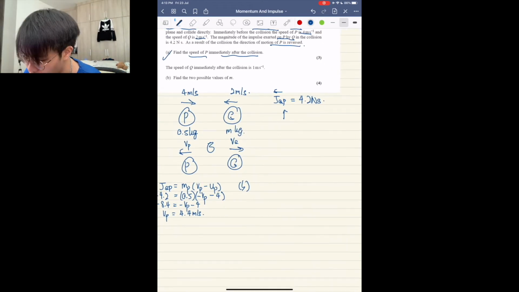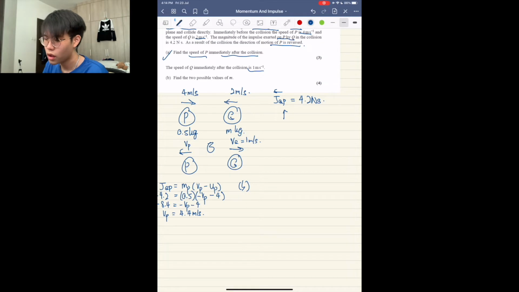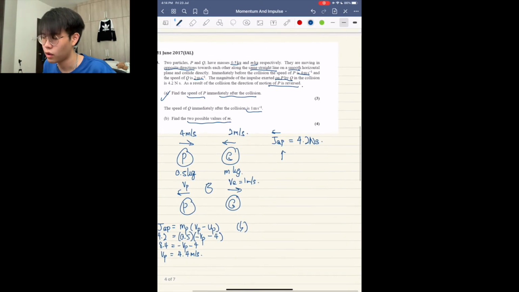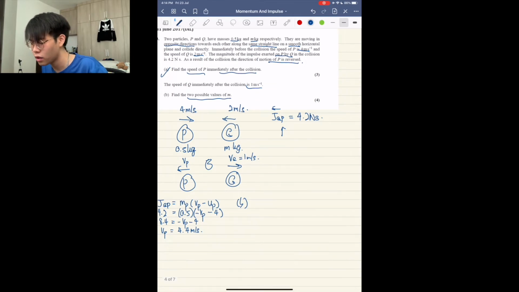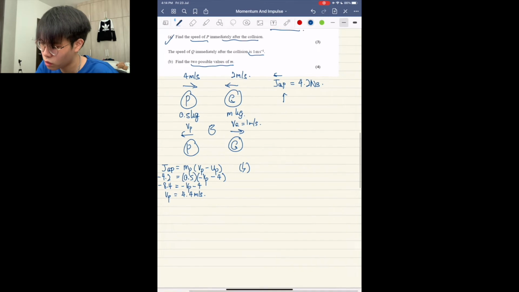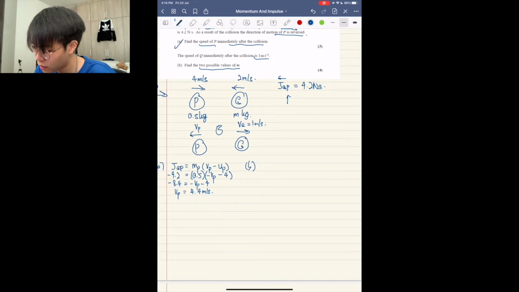Now find B. The speed of Q immediately after the collision is 1 meter per second. Find the two possible values of m. Here you need to think why there are two possible values of m. Because, as I said, the direction of Q is not stated in the question, so it can be going to the right or going to the left. First, we consider the case of going to the right.